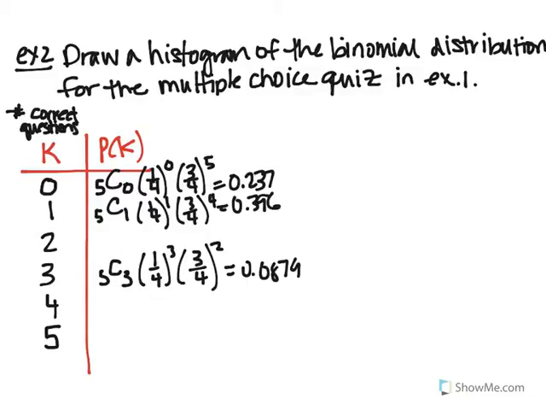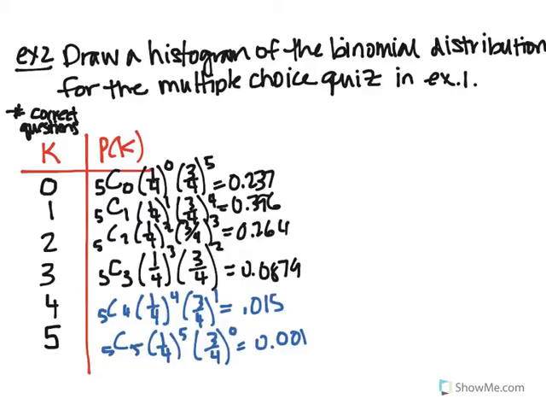Then you do the same. This would be 5C2 times 1/4 squared times 3/4 cubed, because if we get it right twice, that means we have to get 3 wrong. So this would end up being 0.264. Now I'm not going to write out the rest. Actually, I will. I'm just not going to take the time to write it on the screen.